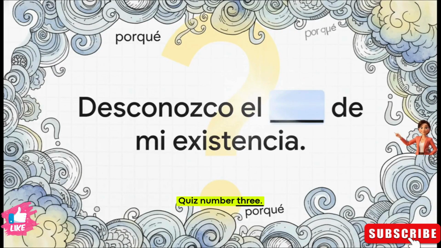Quiz number 3. Desconozco el blank de mi existencia. I don't know the why of my existence. Try to recall our philosophical ponderings. It's porqué, one single word with an accent. It's acting as a masculine noun right after the word el.